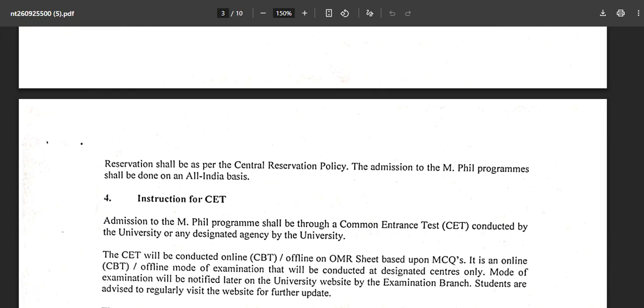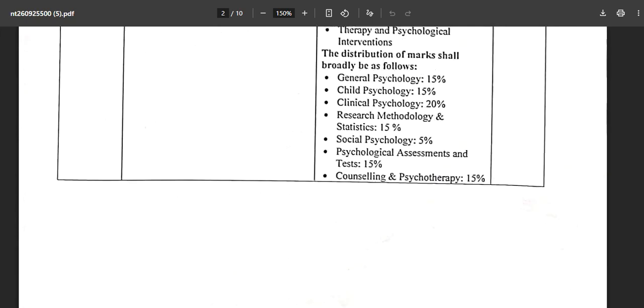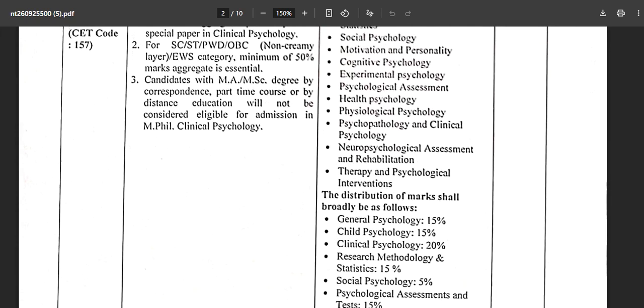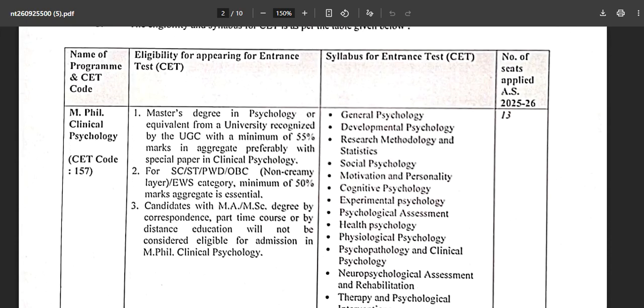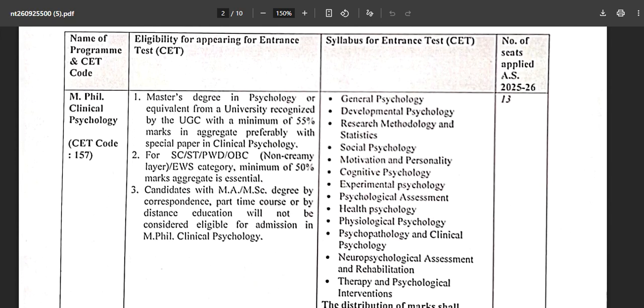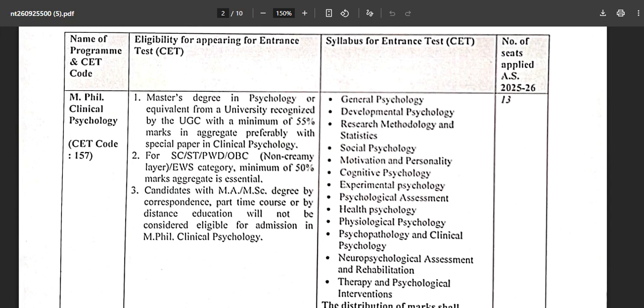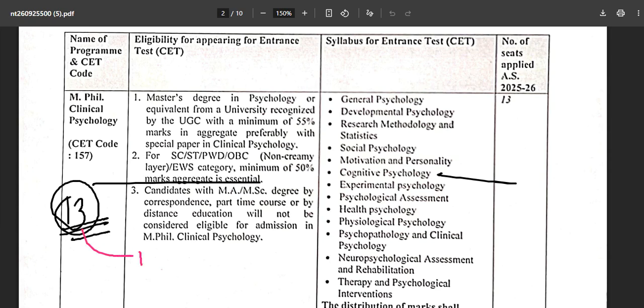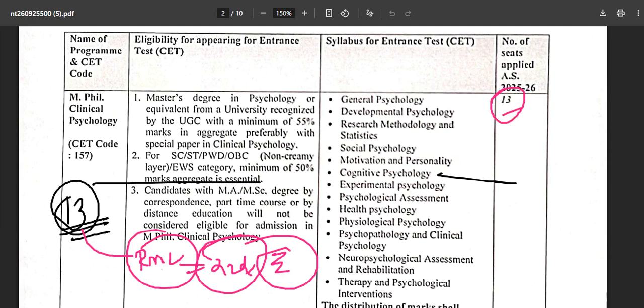Okay, so reservation shall be as per the central reservation policy. The admission to the MPhil programs shall be done on an all India basis. But that is not the point of this video. The point of this video is your MPhil clinical psychology syllabus for the RML MPhil entrance. Number of seats is 13. So make sure if you are watching this video, you are among the 13 who clear this MPhil entrance and will be sitting for the RML entrance on 2nd of November. Clear the examination, give the interview, rock over there as well, and take your one seat out of these 13.